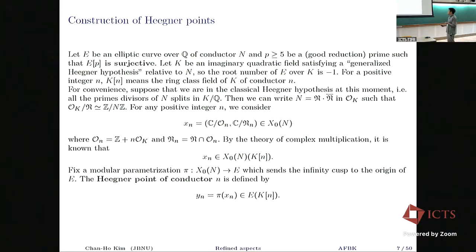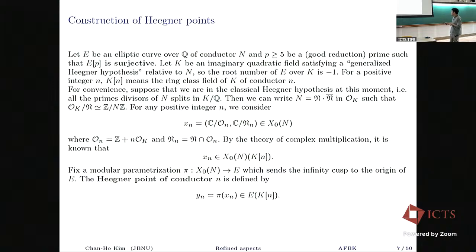And in this case, for any positive integer n, we consider the CM point x_n, which is defined by this pair in X_0(N) in terms of moduli. Here, C quotient by O_n is a Z plus n O_K. And this mathfrak N_n is the intersection between mathfrak N and O_n. And by the complex multiplication theory, we know its field of definition lies in K[n]. And fixing a modular parameterization, we get a point in the elliptic curve. We call it the Heegner point of conductor n. This is the thing we know.